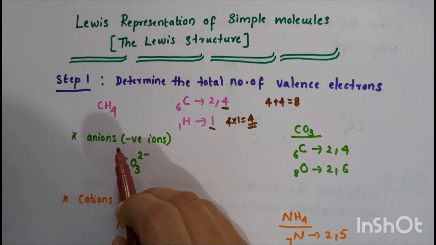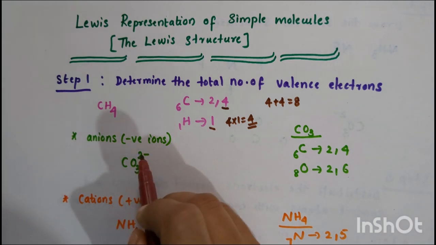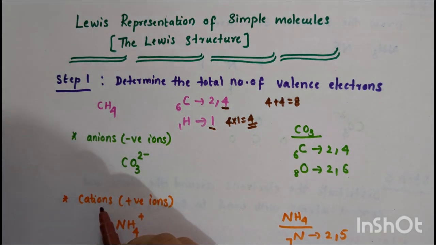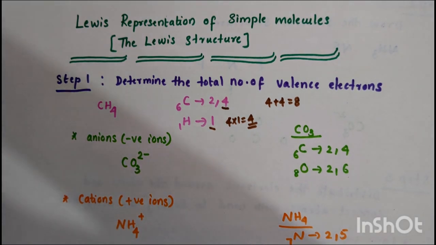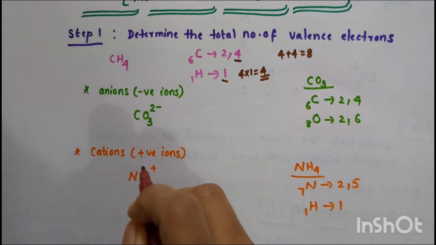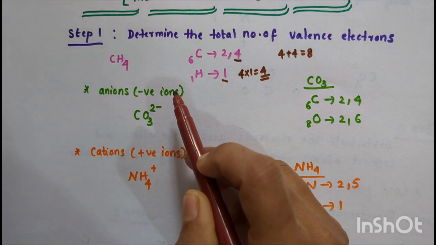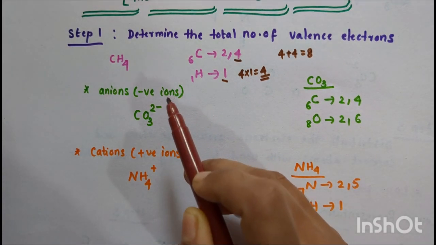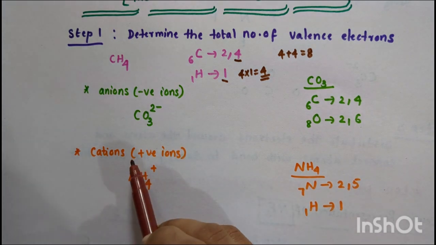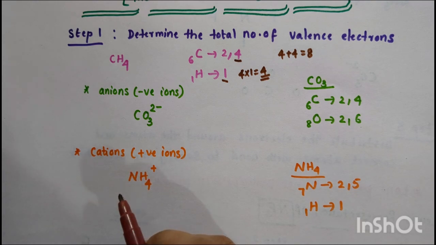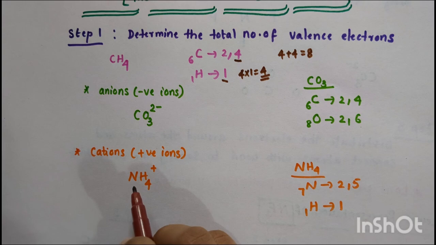For anions or negative ions, each negative charge would mean addition of 1 electron, and for cations, positively charged ions, each positive charge would result in subtraction of 1 electron from the total number of valence electrons. So let us see one example.